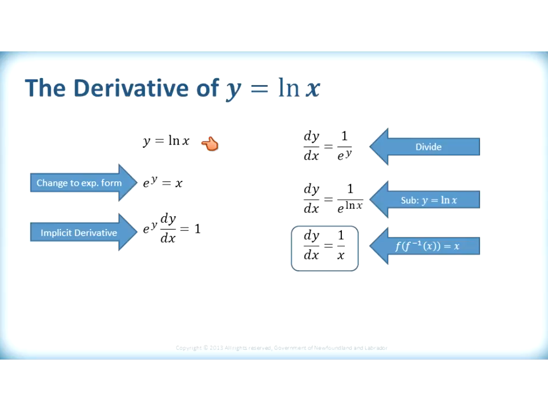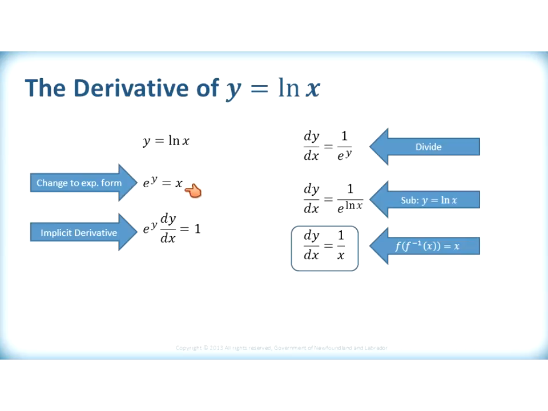So the first thing we do is we change the function from the original form into its sort of inverse form, which in this case goes from log form to exponential form. So we say e to the power of y equals x instead of y equals ln of x. So when I have that, then I'm going to differentiate. I do that because I know how to differentiate e to the power of stuff, and I don't know how to do this one yet. So I'm going to cheat and sort of sneak in the back door here.